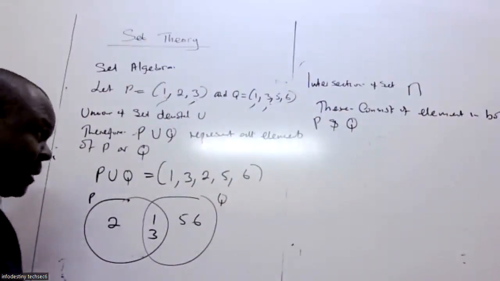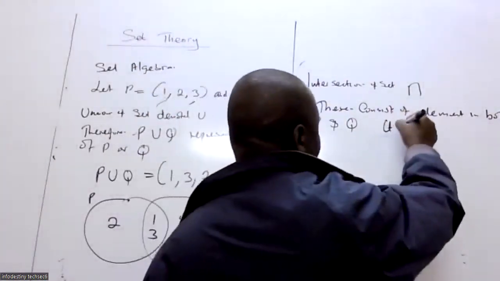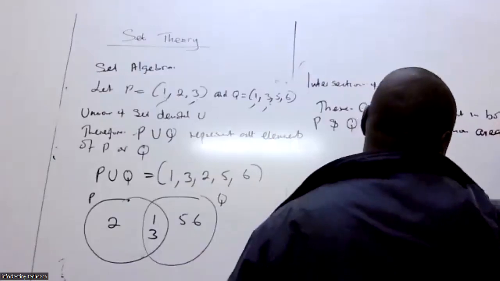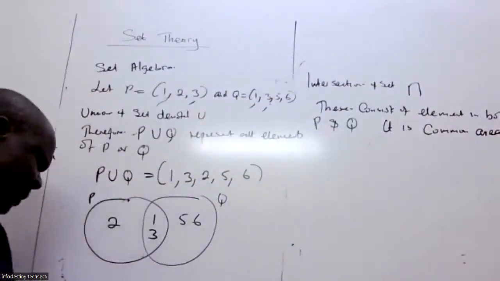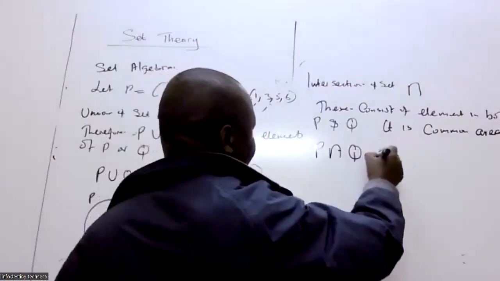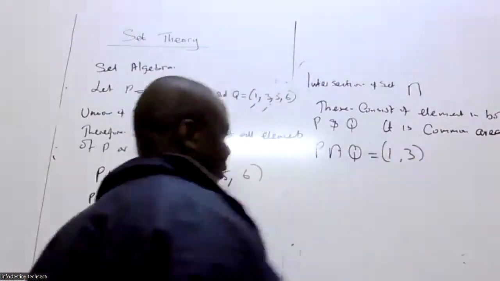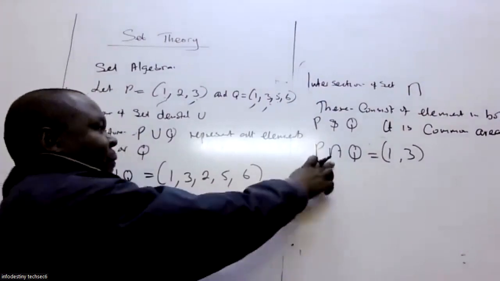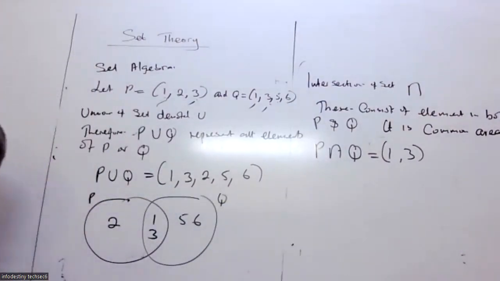It is the common area. Now we can say that P intersection Q will be equal to 1, 3, because these are the elements which they are sharing. So we write it like that. NB: this could be used in place of this sign, which is the intersection.